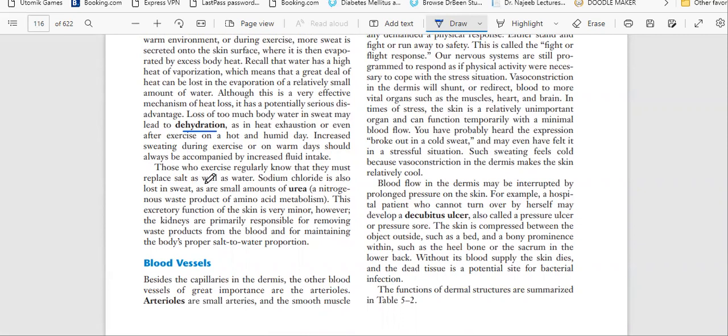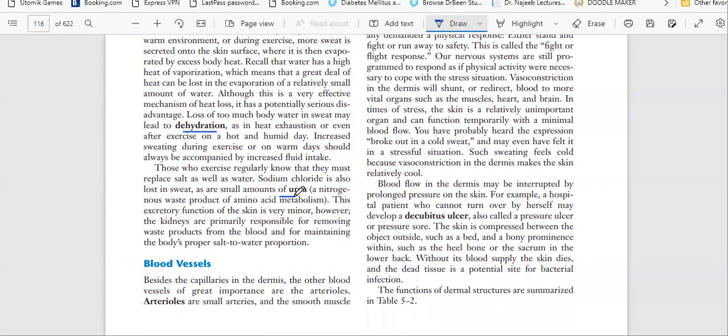Whenever we have a lot of sweat, some amount of sodium is also leaving our body, so we have to maintain the sodium levels in our body. Sodium chloride is lost in water, along with a small amount of urea, which means waste products are also lost from the body. This excretory function of the skin is very minor. However, the kidneys are primarily responsible for removing waste products from the blood and for maintaining the body's proper salt to water proportion. So basically, the kidney will remove the urea from the body.